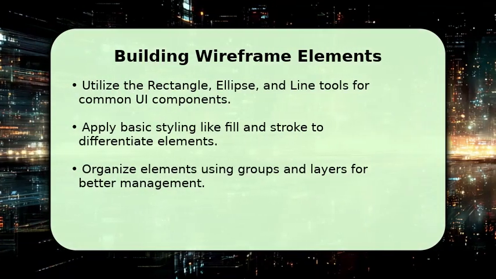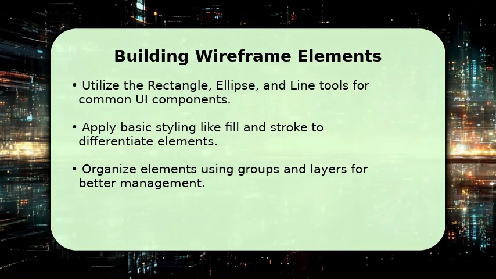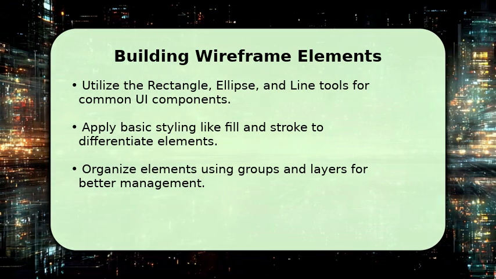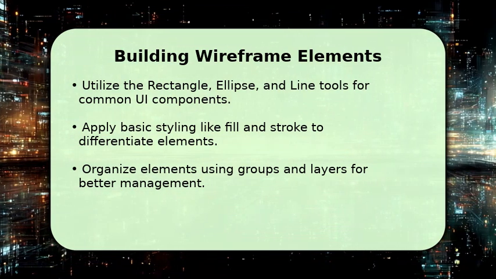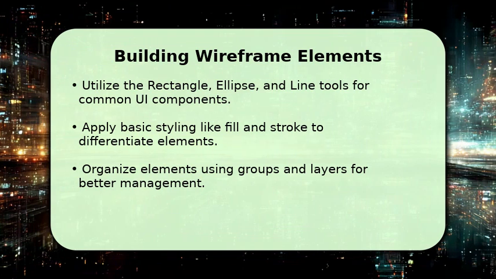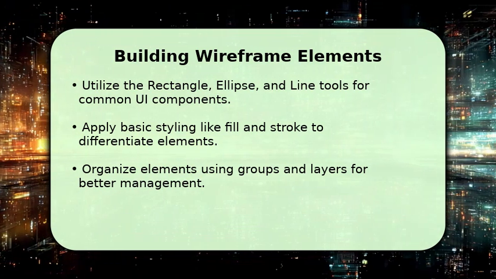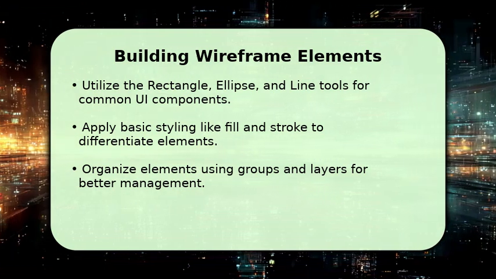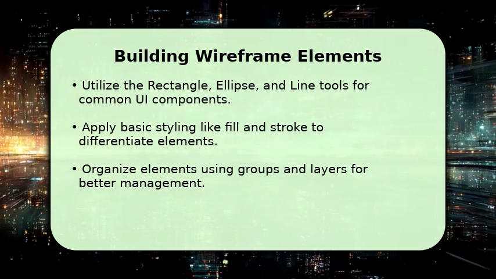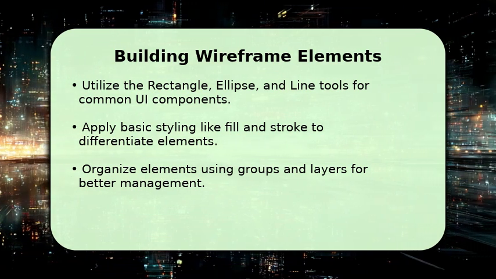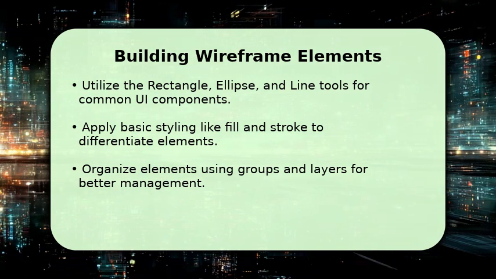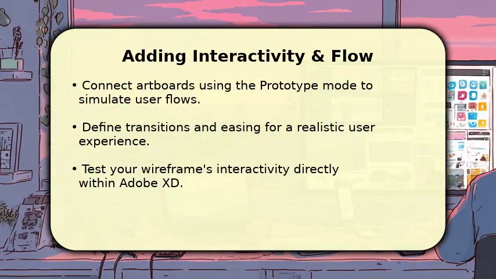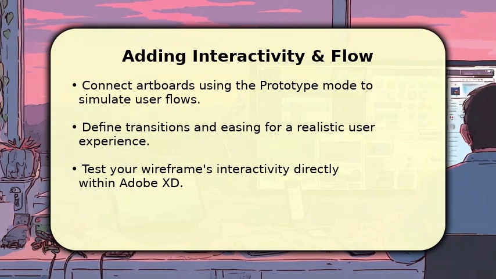Now, let's build common wireframe elements. Use the rectangle tool for buttons and input fields, perhaps making a button 150 pixels wide. The ellipse tool is great for avatars or icons. For dividers, grab the line tool. Apply a light gray fill and a 1-pixel stroke to distinguish elements without adding color. Group related items by selecting them and pressing Command or Control plus G, keeping your artboard tidy and easy to navigate. To bring your wireframes to life, switch to prototype mode.